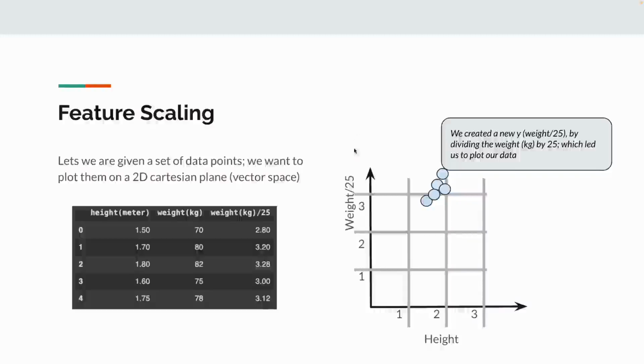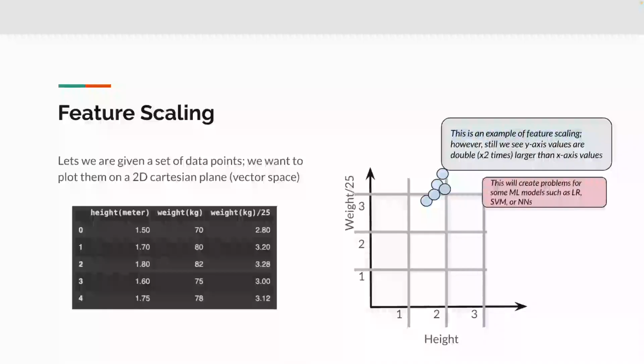One idea might be to create a new column by dividing the weight by 25, and we got some new values. Now it looks like the data points are fitting within this graph, and here we have plotted those corresponding 5 points. This is an example of feature scaling, a kind of manual effort.